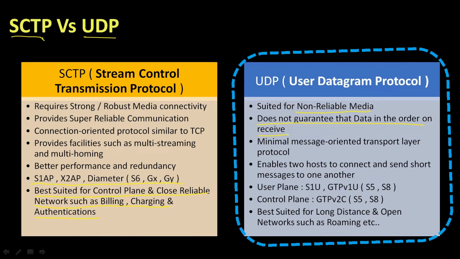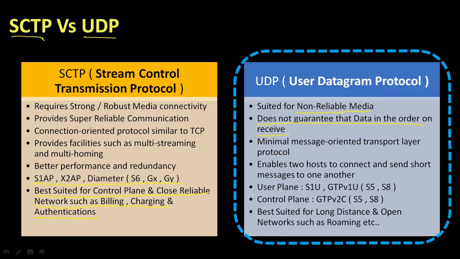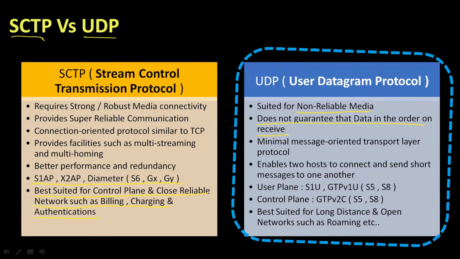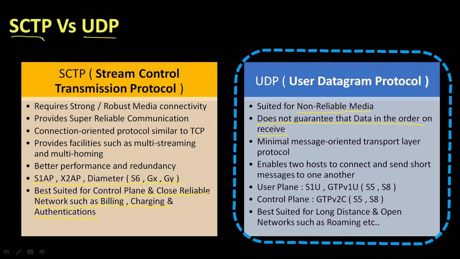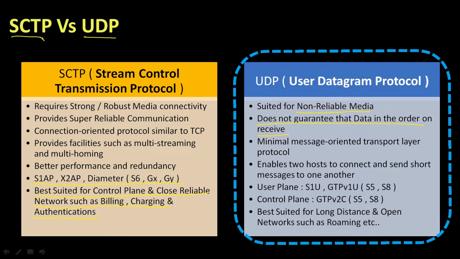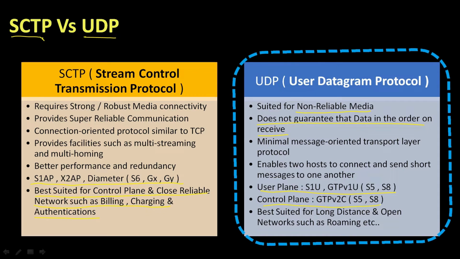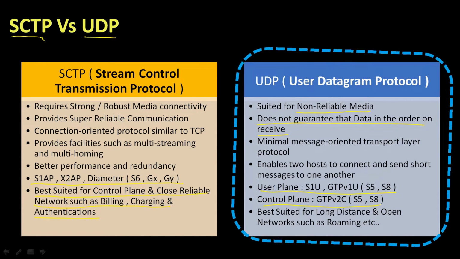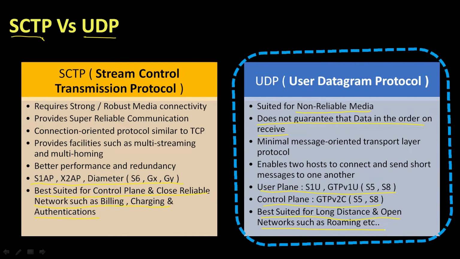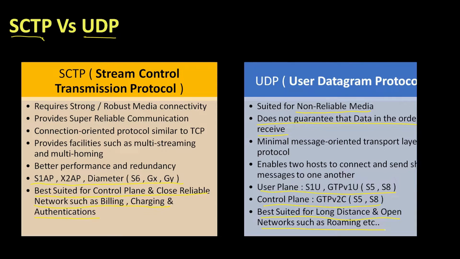It doesn't guarantee that data will be received in the order it has been sent. It is a minimal message oriented transport layer protocol. The typical example of usage in our LTE and VoLTE domain is the S1-U, GTP1-U. The control plane includes GTP-v2C, which is used in the S5 and S8 links. So this is best suited for long distance and open networks.